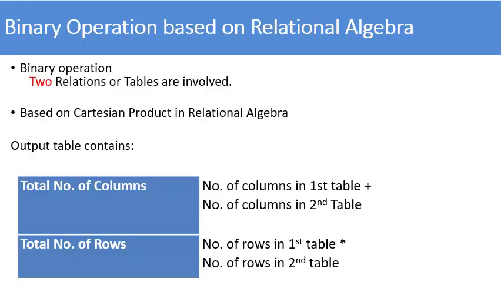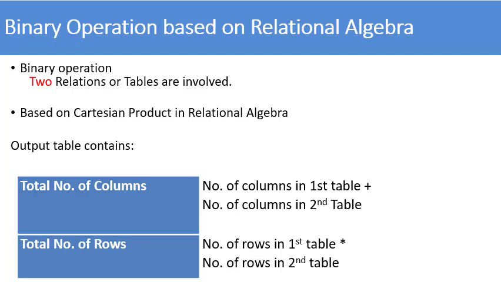SQL Join is a binary operation. It means it operates on two tables or relations. All types of joins are based on the Cartesian product in relational algebra. It is also known as cross join in SQL. Columns of both the participating tables are combined in the output relation. So the output table contains all the columns of both the tables.